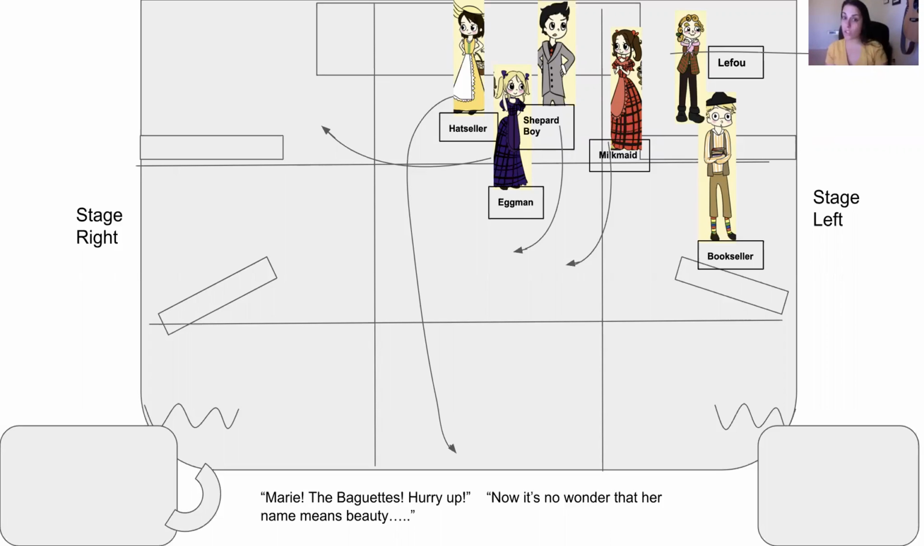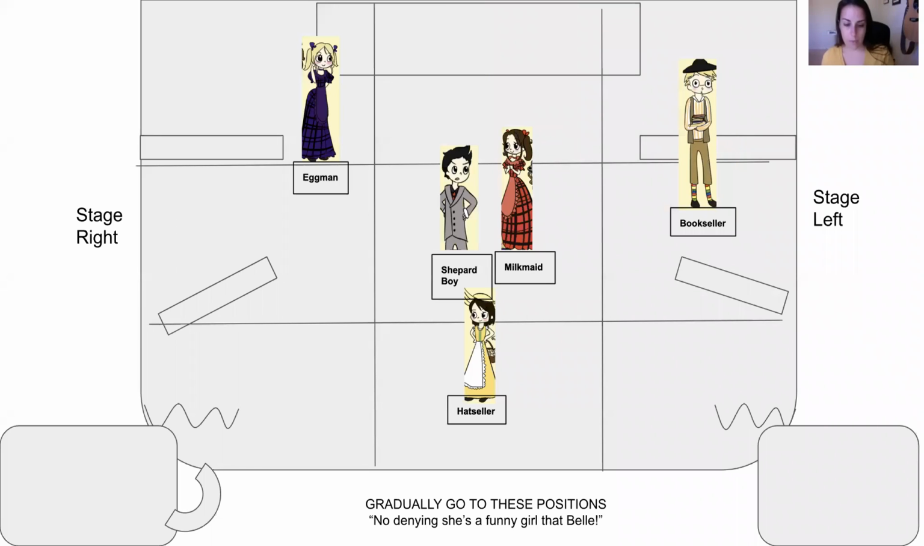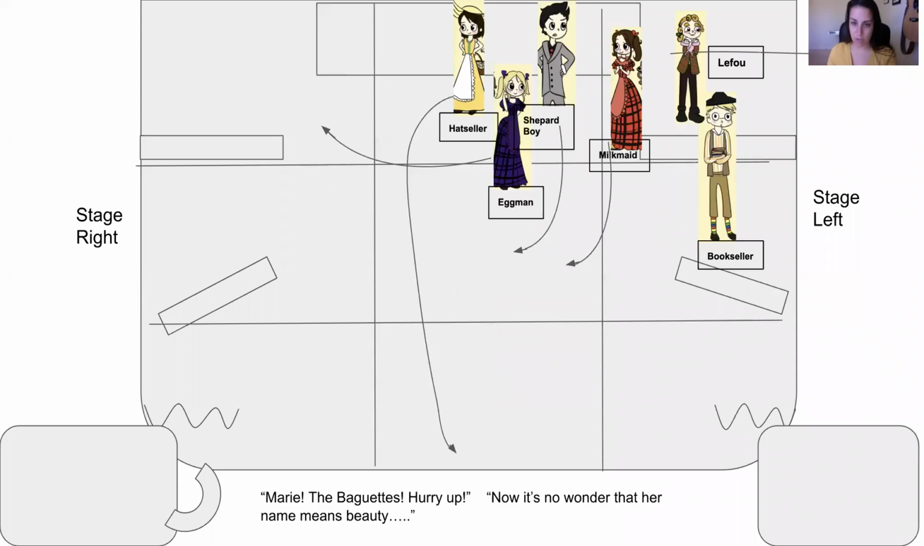So everyone's holding some sort of prop, okay? So the hat seller is probably holding a hat, and you're walking and you're looking up, or maybe you stop to adjust your hat and then you need to adjust your shoes, something silly. It's taking a long time, giving yourself lots of opportunity and character. Gradually go to these positions, and you're going to end up in these positions on No Denying She's a Funny Girl, that Belle. I took out and only put these 5 characters to make it simpler for you guys, okay?